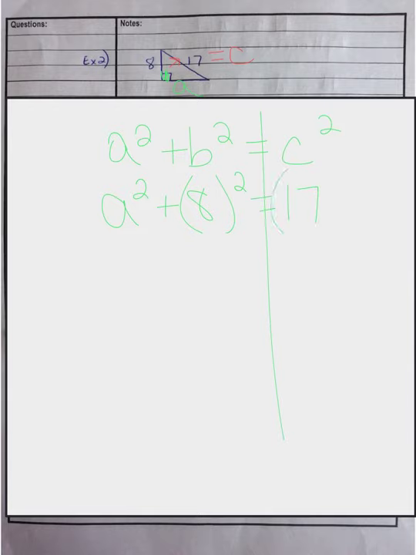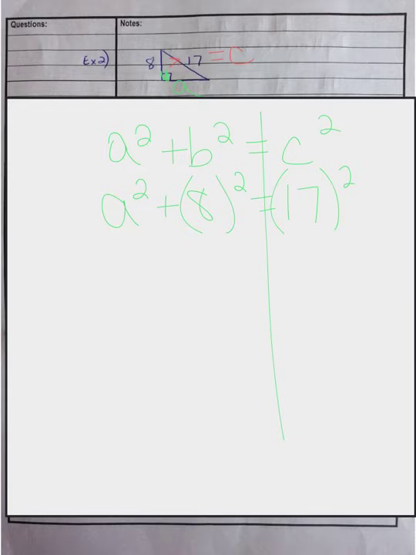So the last example you were solving for the hypotenuse. This example we're going to solve for the leg. So a squared plus b squared equals c squared. Let's go ahead and plug our numbers in. We don't know what a is. I'm going to substitute 8 for b, and I'm going to substitute 17 for c.